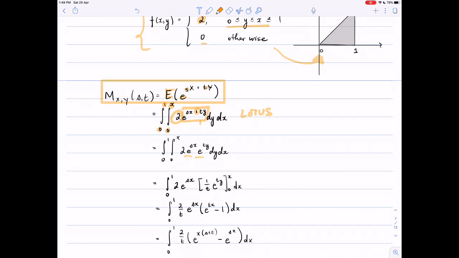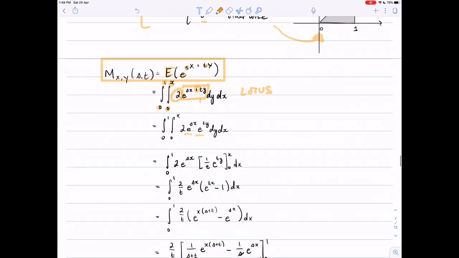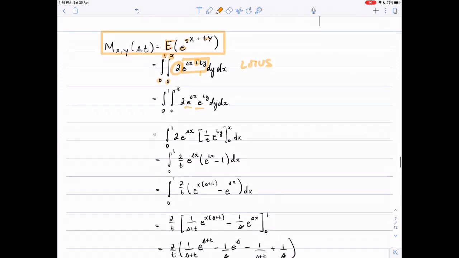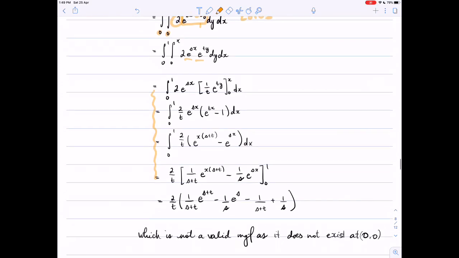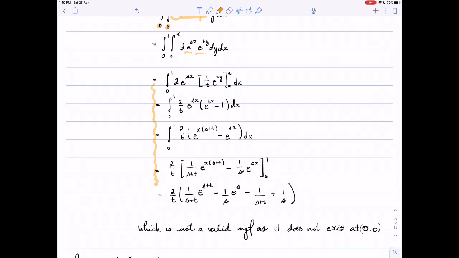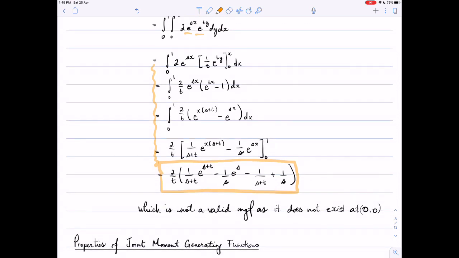We can split this as a product of the two exponents, and then we go through and crunch through the definite integral, which we have done so often now. I will spare you the details, but we're going to come up with this as a final answer. Now, we've applied the definition, and as far as I can tell with my calculations, we've done it correctly, but this is not a valid moment generating function.